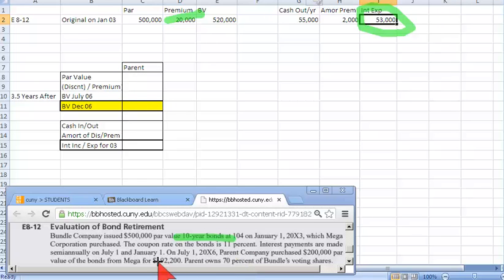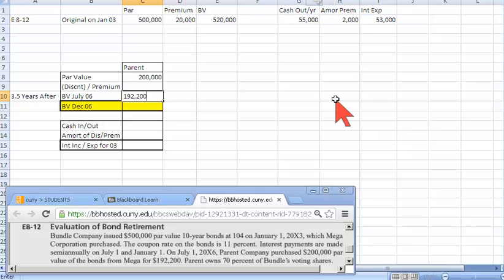Now it says the parent company on July 1, 2006 bought $200,000 of that for $192,200. So let's fill that out. We said the par value was $200,000. It says the book value on that day, July 1st, was $192,200, which makes the premium the difference. Sorry, this is a discount of $7,800. So here we have a discount, and here we have a premium.